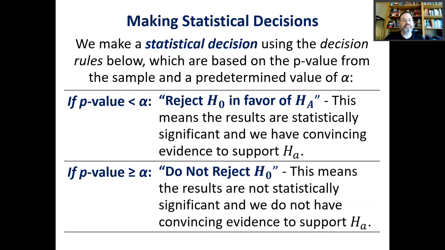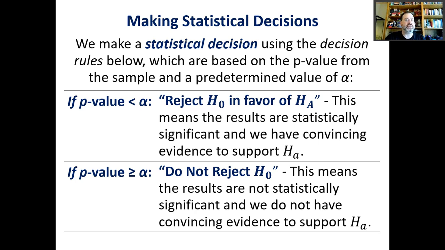Let's see how to use a significance level. When you have a significance level and a p-value, we make a statistical decision using these two decision rules. These are based on the p-value from the sample and a predetermined value of alpha. Alpha is set before the data are collected. If your p-value is less than alpha, you reject the null hypothesis in favor of the alternative. This means the results are statistically significant, and we have convincing evidence to support the alternative hypothesis. If your p-value is greater than or equal to alpha, we do not reject the null hypothesis. This means the results are not statistically significant, and we do not have convincing evidence to support the alternative hypothesis.